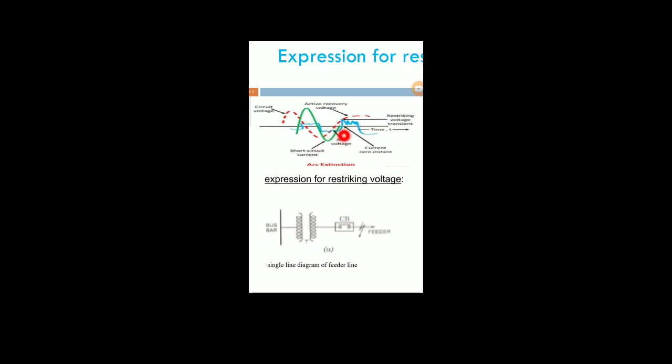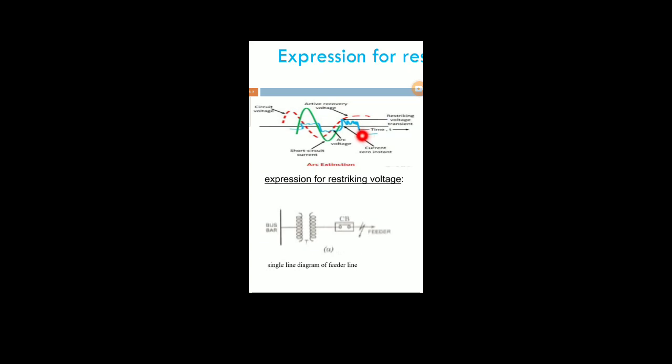Therefore, after the natural current zero, the voltage rises and then starts to oscillate. Due to that transient, some oscillations are obtained. The peak at the start of this oscillation is known as the restriking voltage. After the oscillation completely dies out, we measure the voltage. That voltage is known as the recovery voltage.